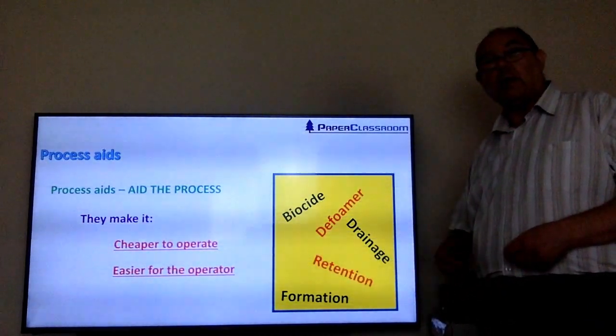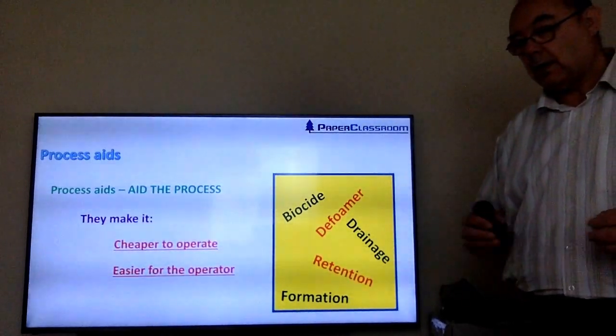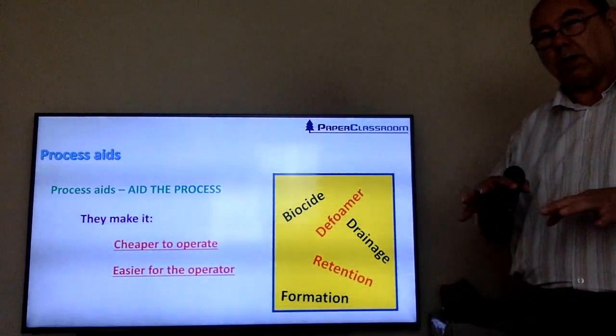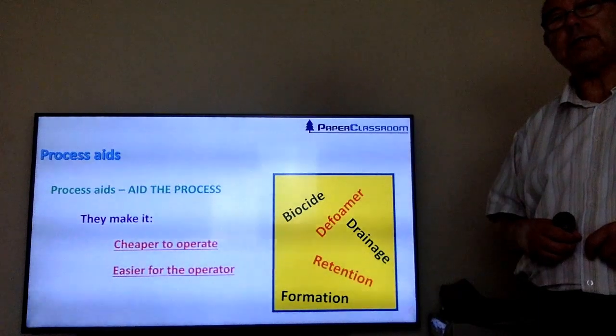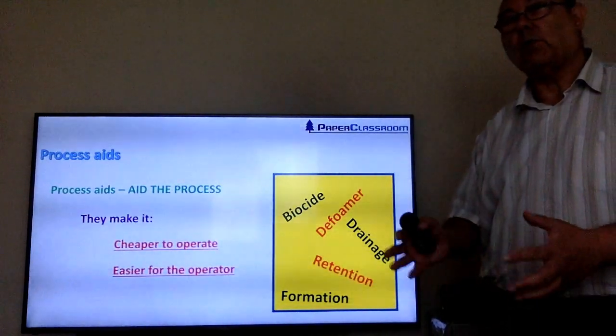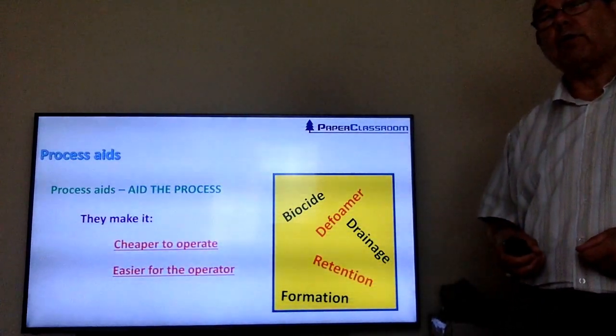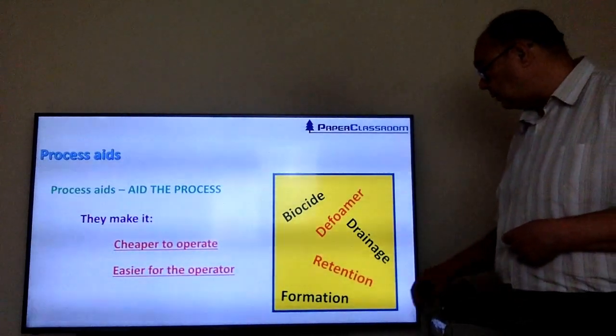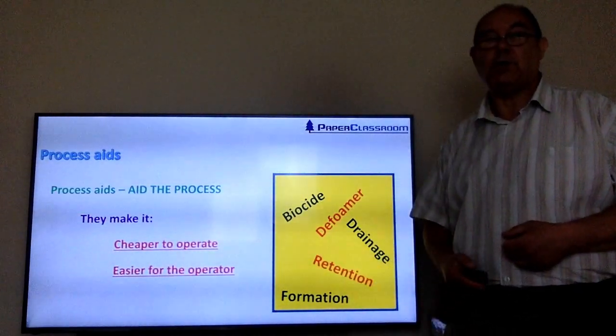Retention aids. Retention aids are there to retain more fibre and or filler in the sheet, so therefore less is going to the effluent plant, so you have a higher yield of raw material, which is reducing the costs. And you might use formation aids.